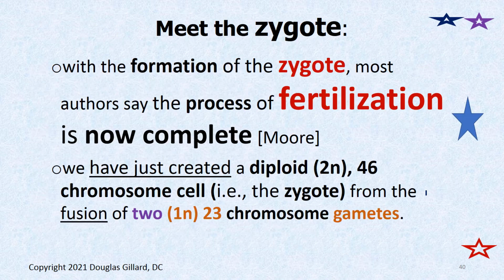So once the zygote is created, the process of fertilization is complete. Slide 39. Okay, so again, once the zygote is complete, the process of fertilization is complete. All right, so now we've got a real cell. We've got a cell that is diploid. We've combined two haploid cells to make a diploid cell called the zygote. It's got 46 chromosomes in that cell specifically, or you could say it's got 23 pairs of chromosomes. You have to be careful when you're reading these types of questions.